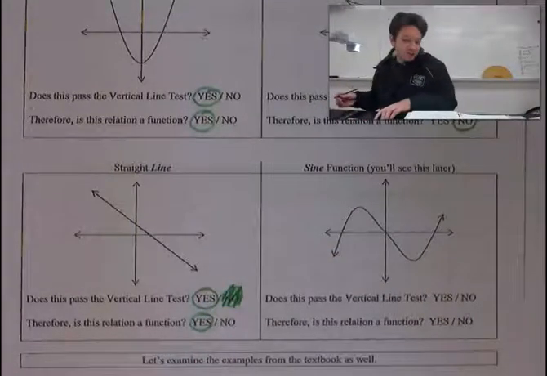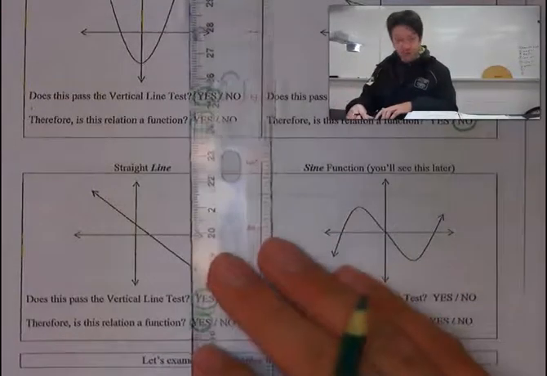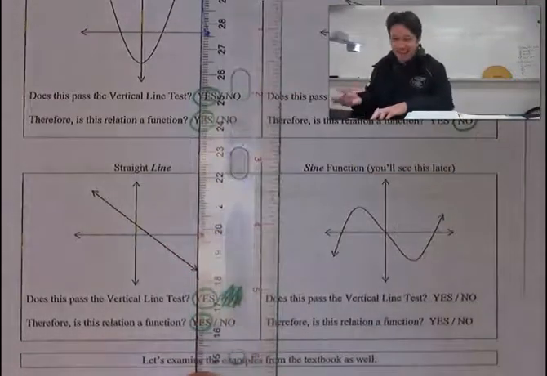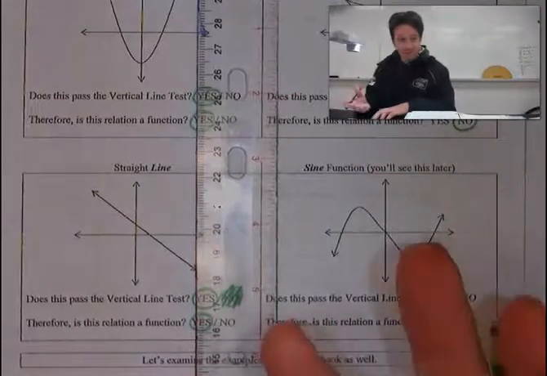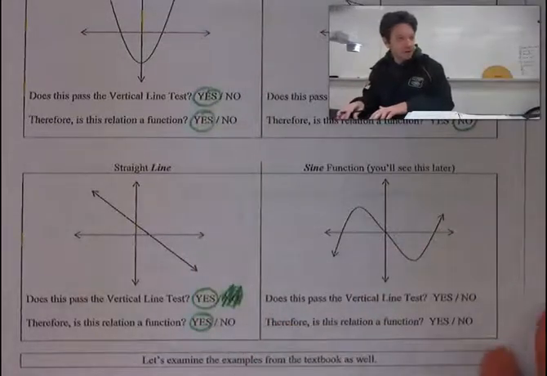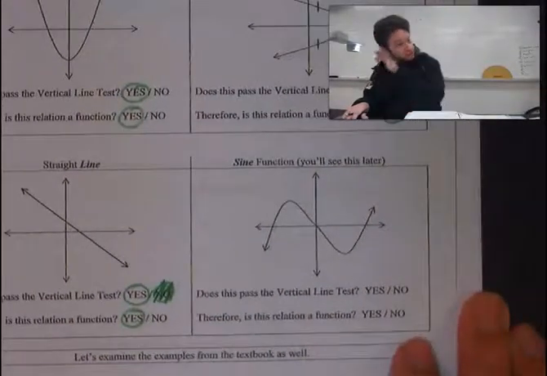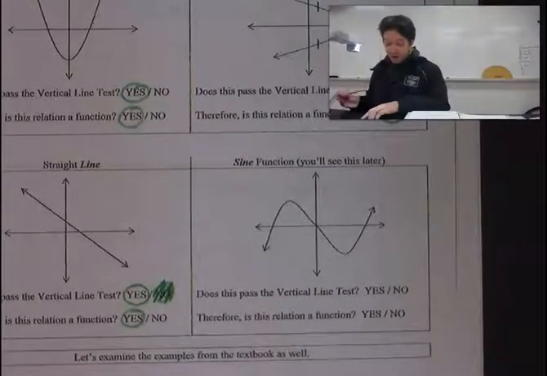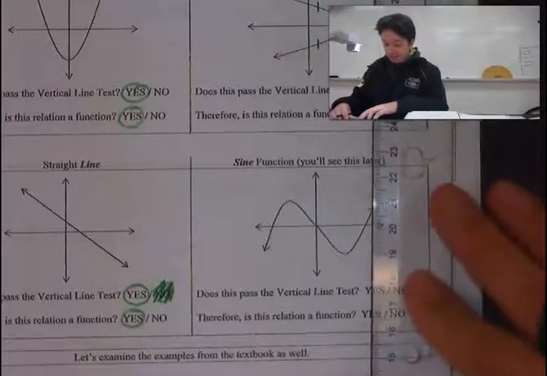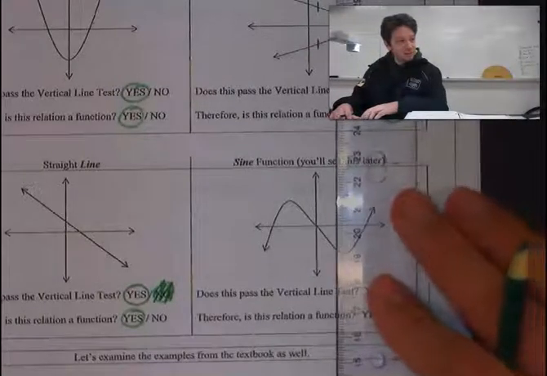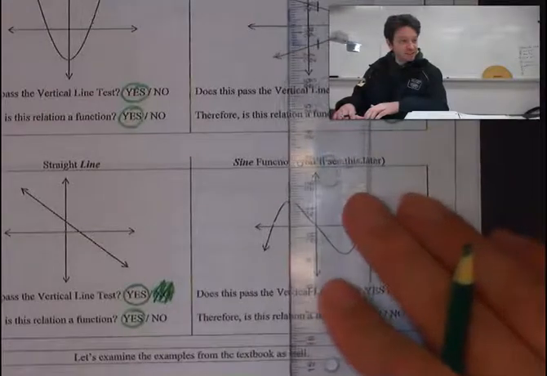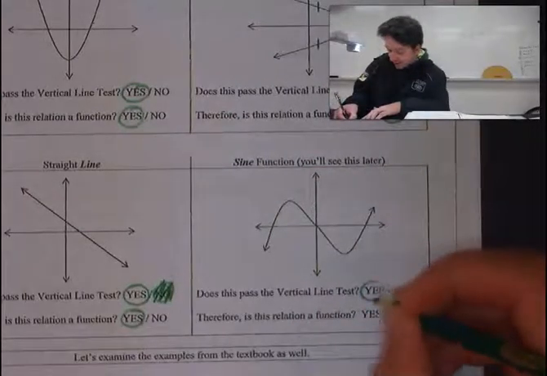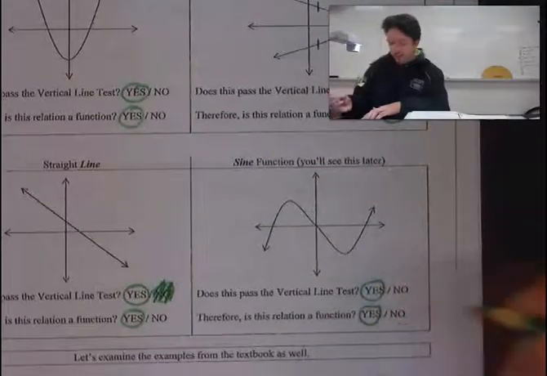Now a straight line isn't always a function. If you had a vertical line, a line that went straight up and down, then in that case it's not a function. But every other straight line is a function. And what about a sine function? Sine functions we will look at in more detail in chapter 6. But are they functions? Again, if I do my vertical line test and I go over, it looks like it only ever passes that ruler in one spot. So yes, it passes the vertical line test, therefore yes, it is a function.